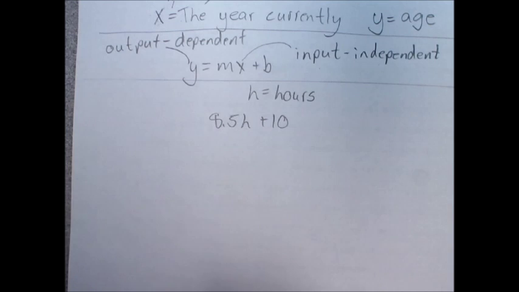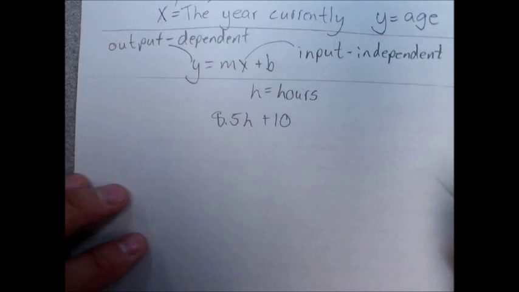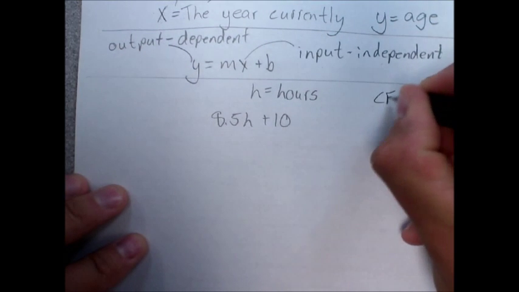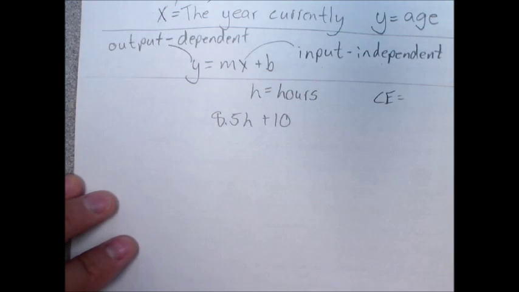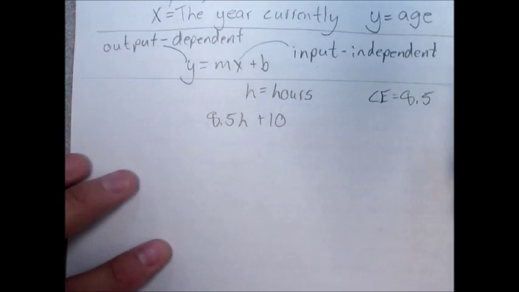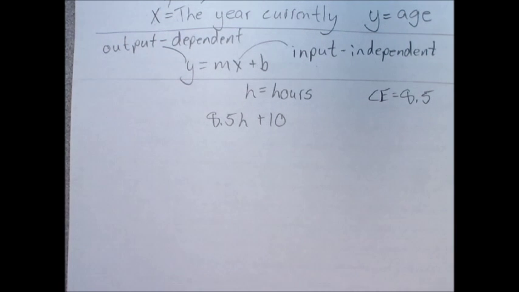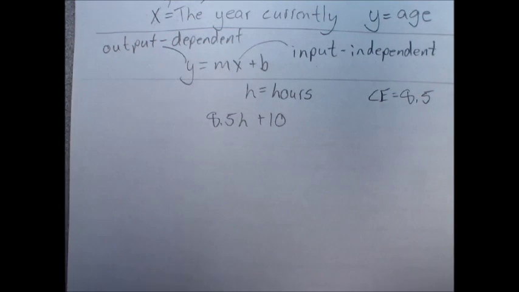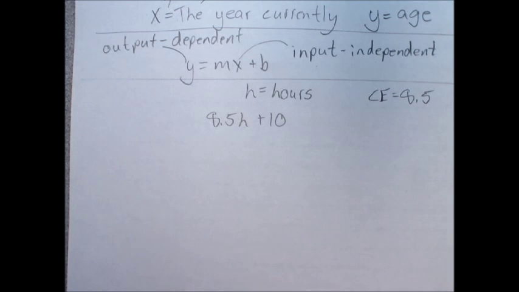The coefficient, what is the coefficient? I heard somebody say it. 8.5. Why 8.5, Hannah? Because it's in front of the variable. Okay, so 8.5 is the coefficient. It's the thing in front of the variable. What? I would have got it yesterday if you had told me that. You didn't ask.